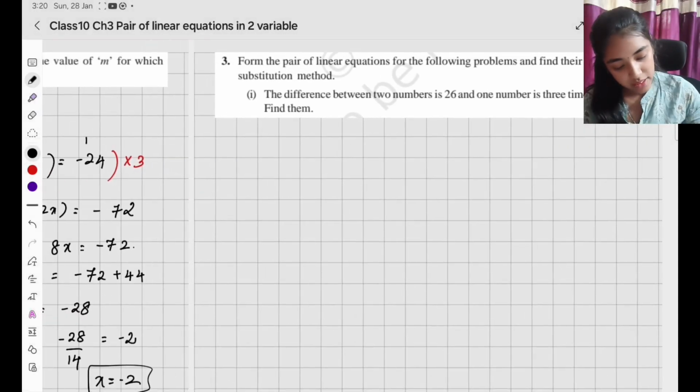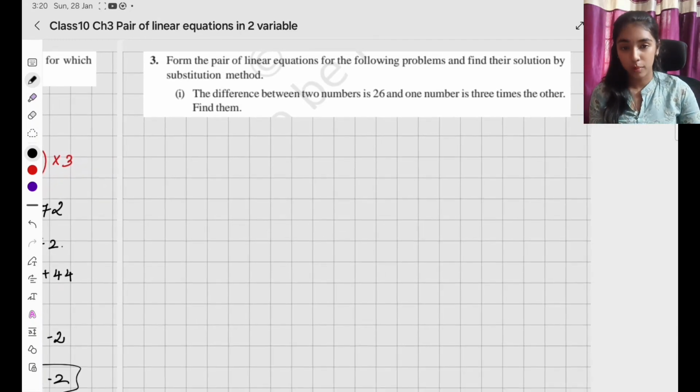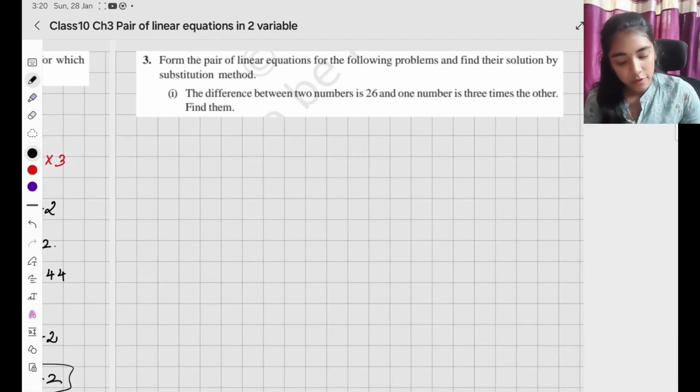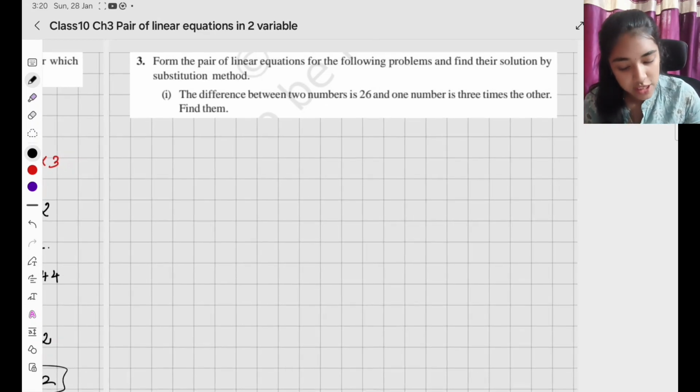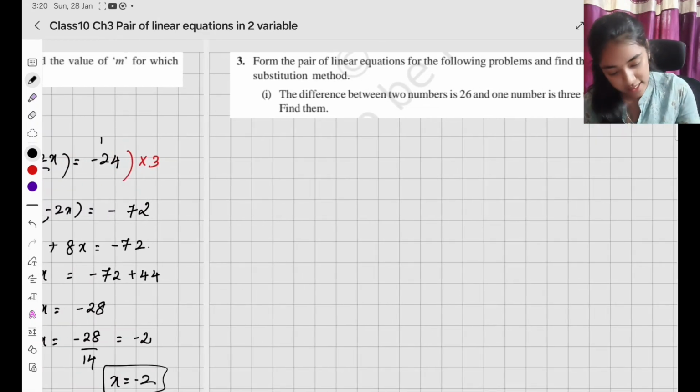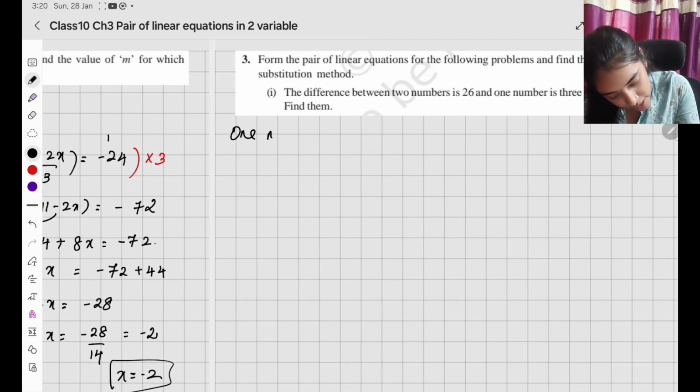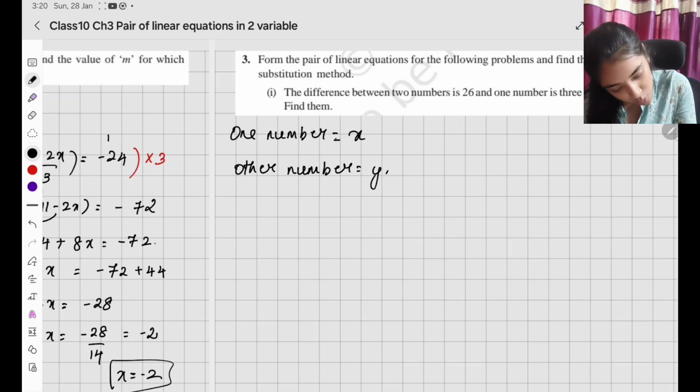Third question. We have a word problem. So word problem we solve panna porom. Form a pair of linear equations and solve using the substitution method. The difference between two numbers is 26. So first enna panna porom, one number is going to be x and the other number is going to be y. The difference between two numbers na we have x minus y equals 26.